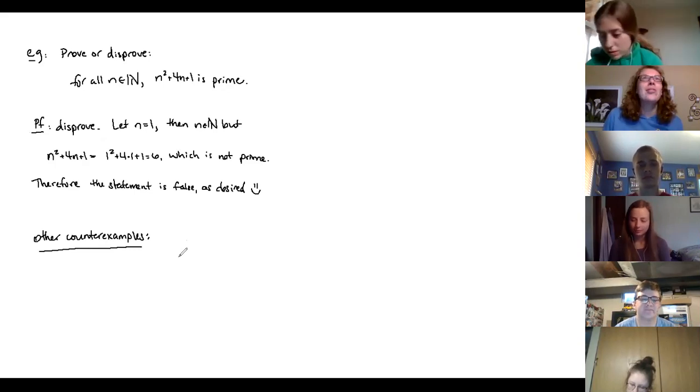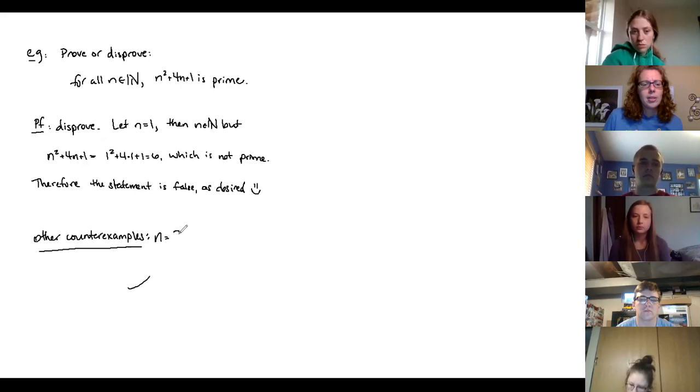So does n equals 2 work? That would be 4 plus 8 plus 1. It does not. N equals 3: 9 plus 12 plus 1. I think n equals 3 is going to work. So you could use n equals 3 for a counterexample, whatever you want to use there. But here's my counterexample, n equals 1.